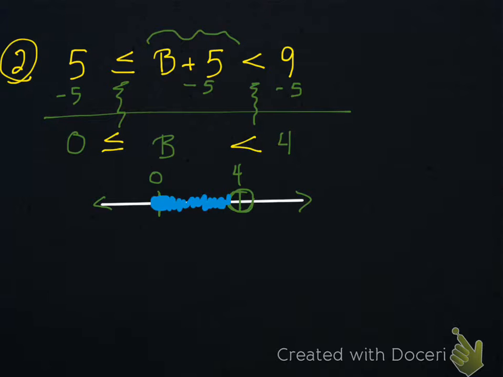Super easy. Okay, now let's write our interval notation. So it starts at 0. 0 is equal, so it gets a bracket. It goes to 4, but 4 is an open dot, so it gets a parenthesis.